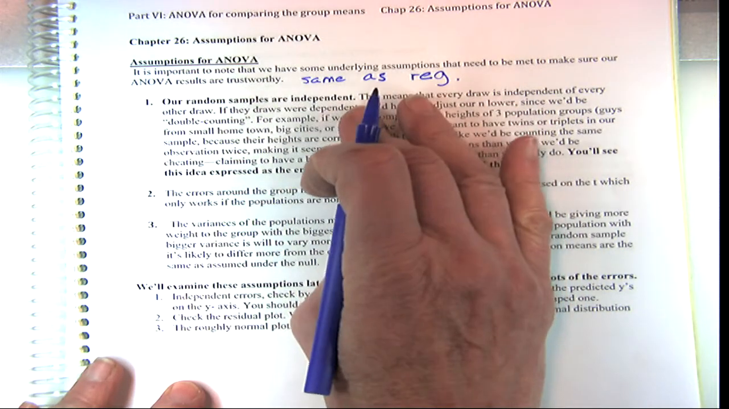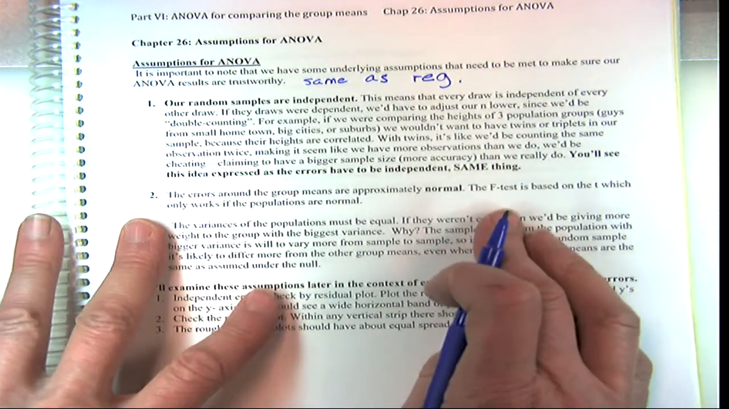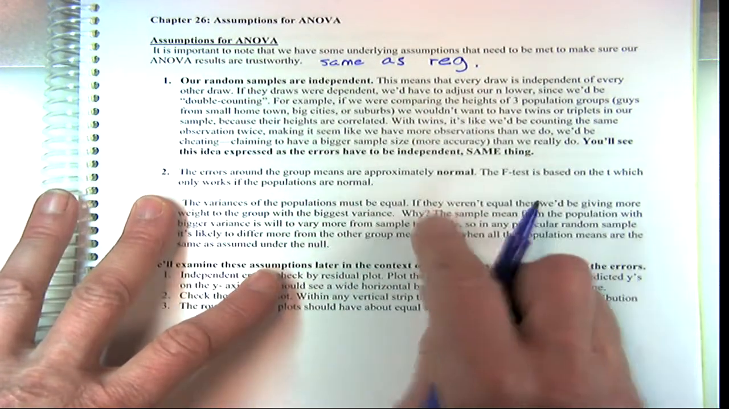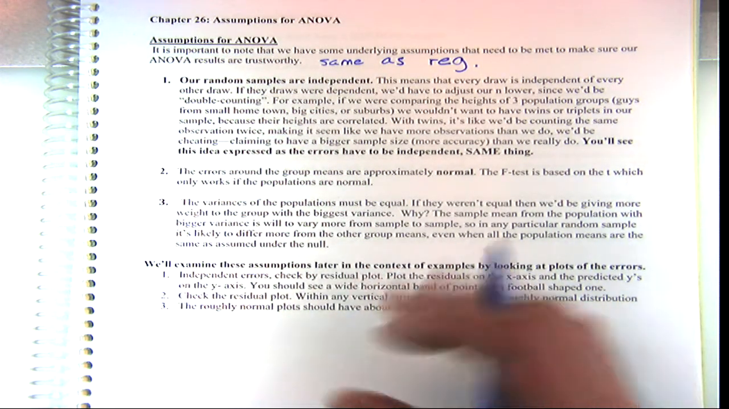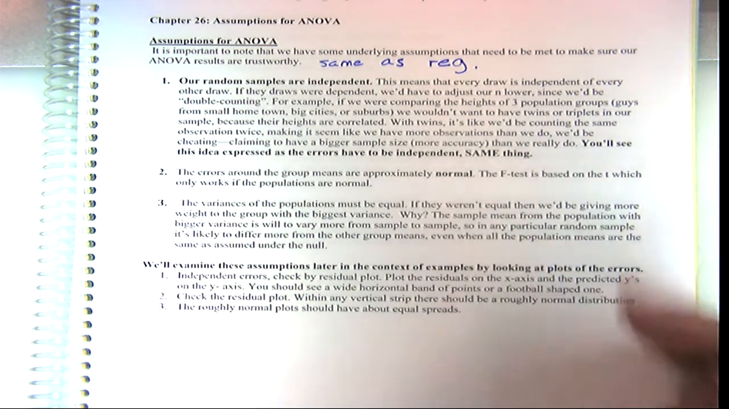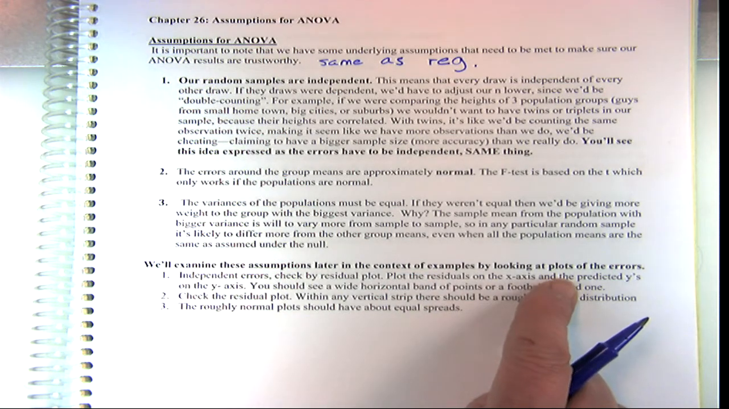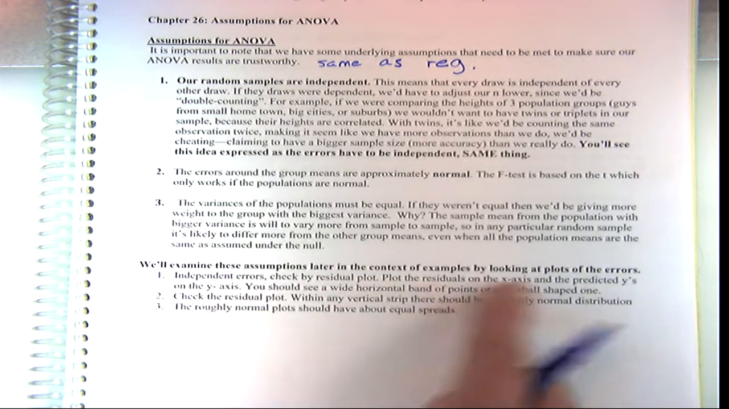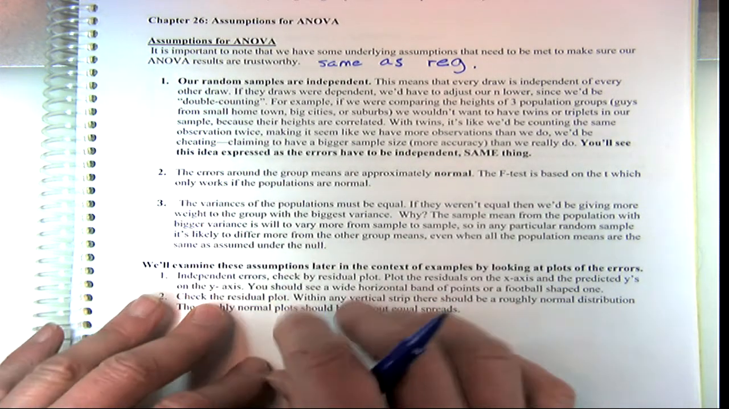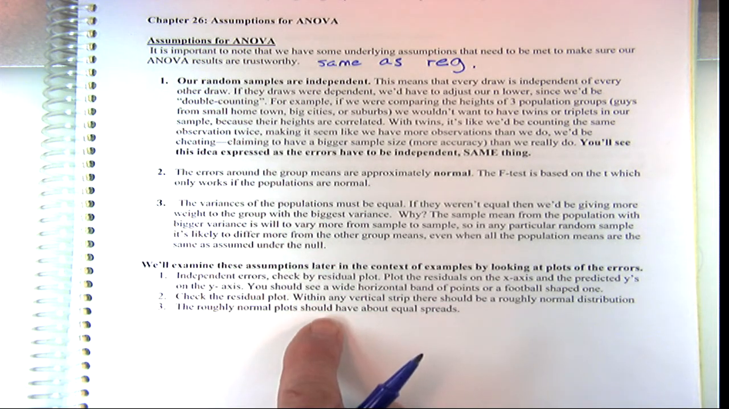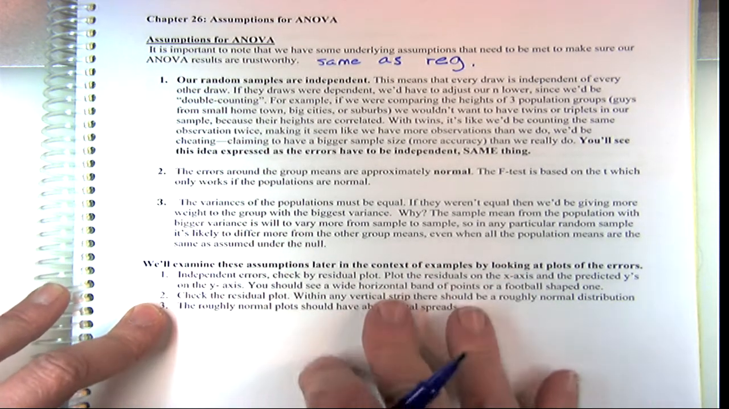So the errors have to be independent. We have to have random sampling. The errors around our model have to be normally distributed with equal variance, and that's basically our assumptions here. We're going to examine those later after exam 2 because we're going to look at plots of errors and do transformations of the variables to see how to meet these assumptions. So we're going to check residual plots and do different things after.